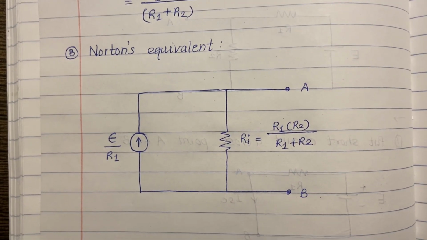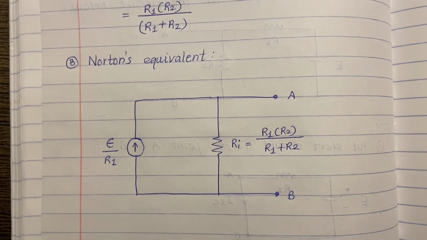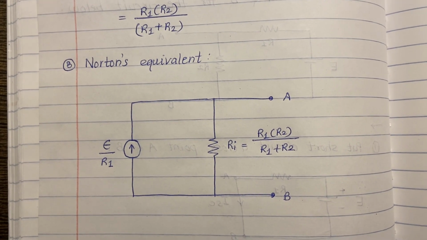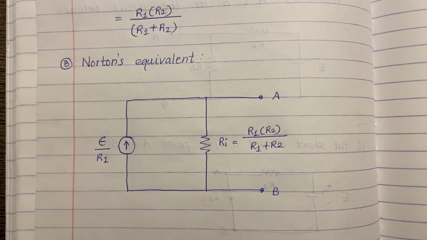I hope you understood how to find Norton's equivalent for a given circuit across points A and B. I'm going to close this lecture here.